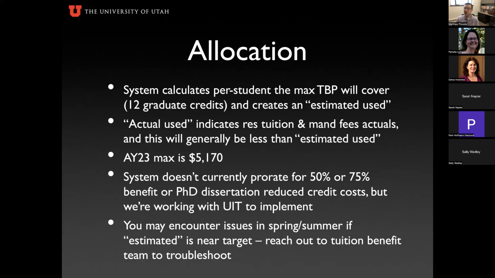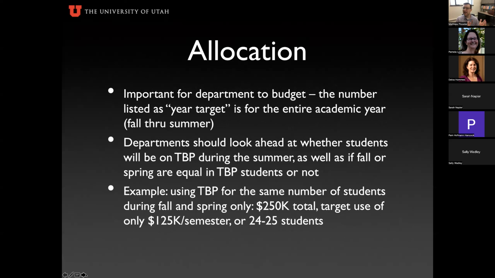It is important for you to budget your allocation. So the number that's listed as year target is for the entire year, fall, spring, and summer. Your department should look ahead at how tuition benefit is going to be used during fall and spring, as well as during the summer. Some departments utilize tuition benefit during the summer, some do not. If this is something you need to look to the future strategically on: will our department really be going down this route? Will we not? As well as, are we supporting the same number of students in fall as we are in spring?